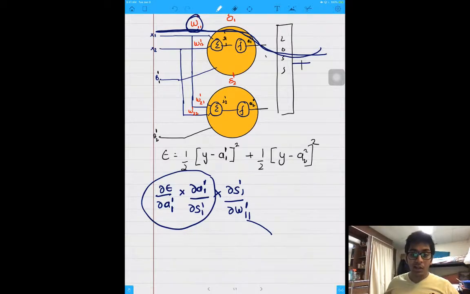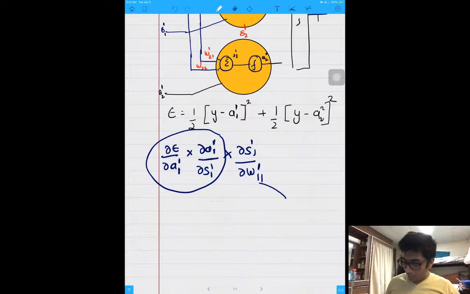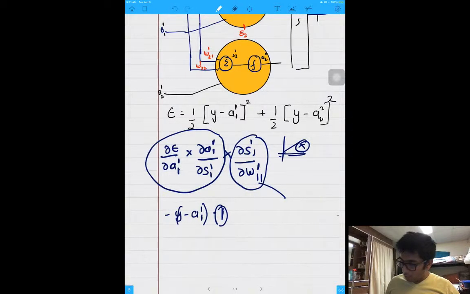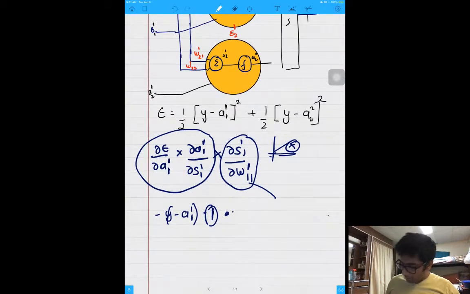Remember I said what is delta? Derivative of error with respect to derivative of activation function, all right? So minus y minus a1 of 1 into derivative of the activation function, which is 1 because we are using a linear one. So derivative of x is 1, so 1. Then s1 of 1 with respect to w11 of 1 would be x1.